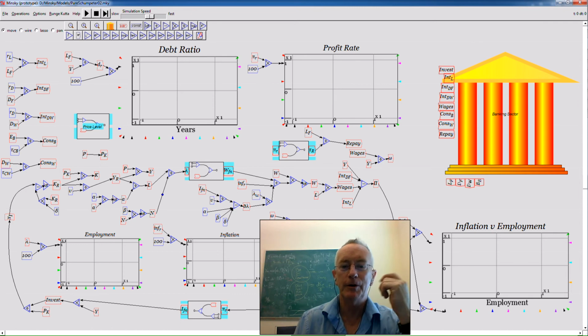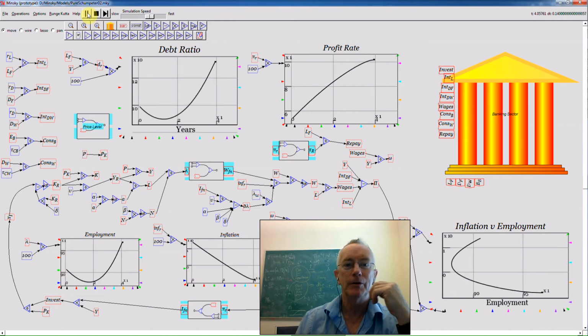This is a little demo of the strength of Minsky and the weaknesses, at the moment, of my model. So quickly I'll simulate this, my most complicated debt deflation model, which I think I've shown in previous videos.